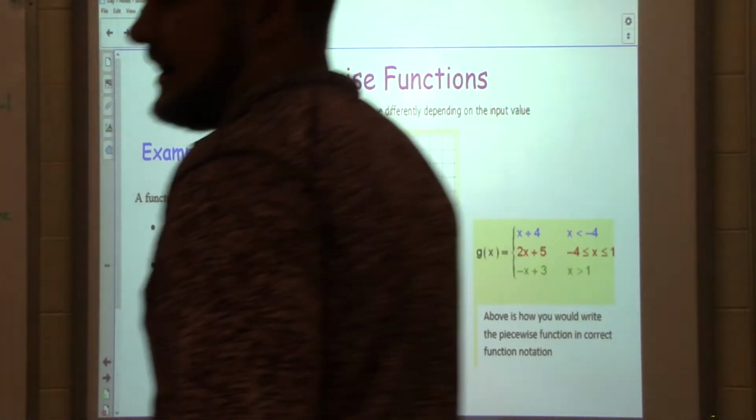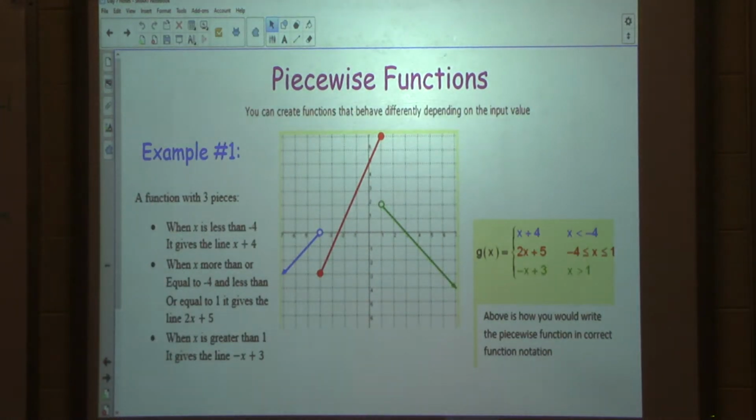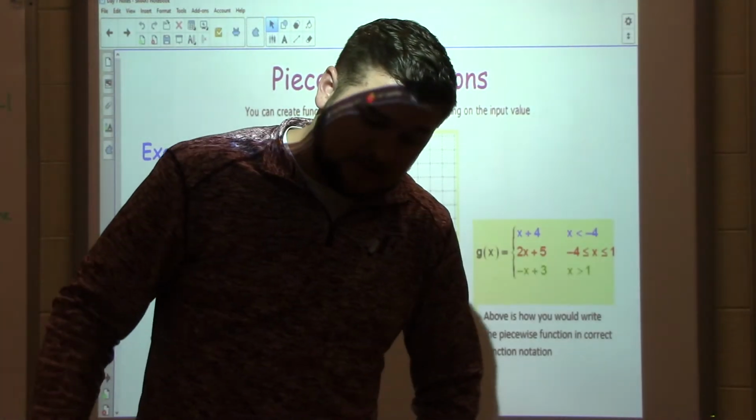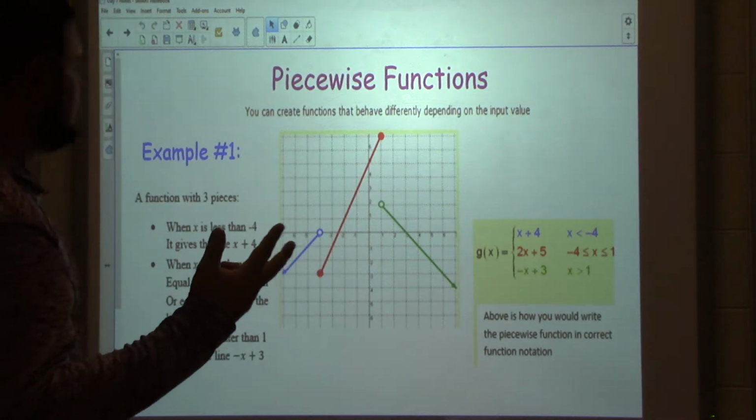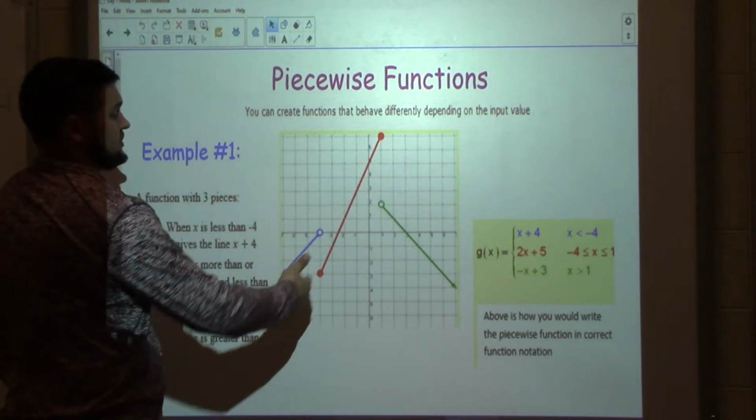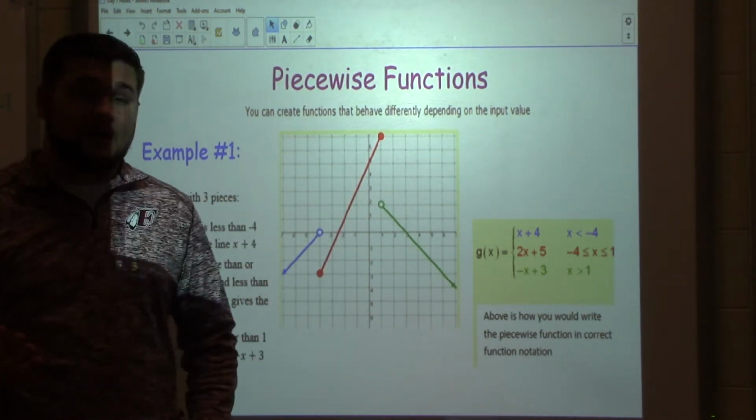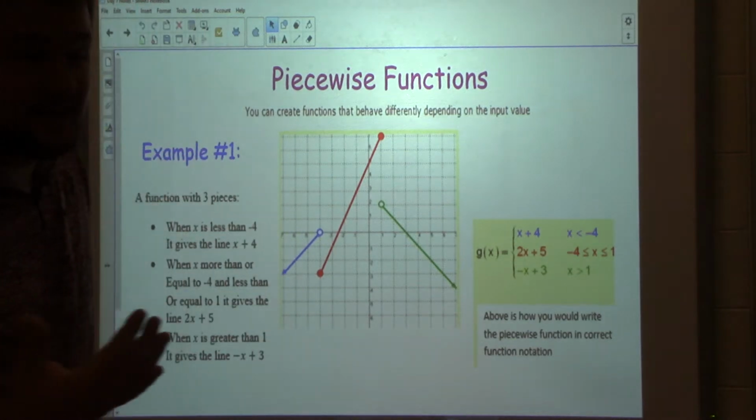All right, ladies and gents, day 7 here, talking about piecewise functions. Hopefully some of you have seen these before. Piecewise functions are basically 3 or 2 or however many different functions graphed all in the same graph, depending on what our input value is, what our x value is.